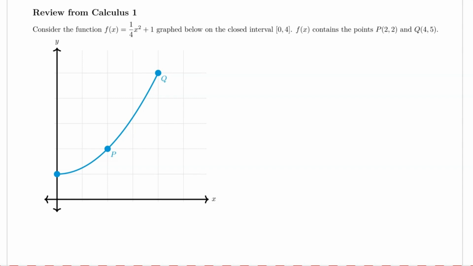Consider the function f of x equals 1/4 x squared plus 1 graphed below on the closed interval from 0 to 4. f of x contains the points P located at (2, 2) and Q located at (4, 5). So the idea in Calculus 1 is we start off with connecting 2 points on a curve, P and Q. And if I connect these with a line, this is called the secant line.